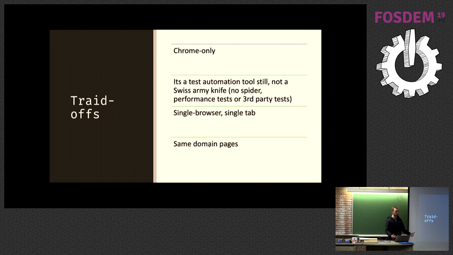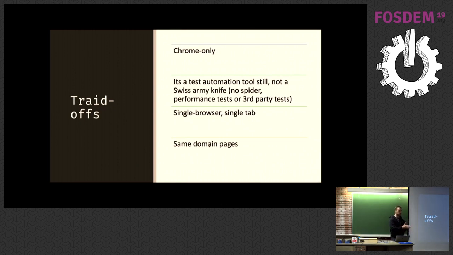So it's only Chrome. It's a test automation tool. It's not a Swiss Army knife. So don't use Cypress for what a lot of people use Puppeteer for, like scrolling, scanning. It's not an API tool as well, so you cannot replace all of the API testing with Cypress. And of course it's not a performance testing tool.